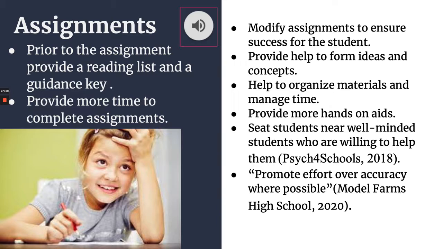Provide more hands-on aids. Seat students near well-minded students who are willing to help them. Promote effort over accuracy where possible.